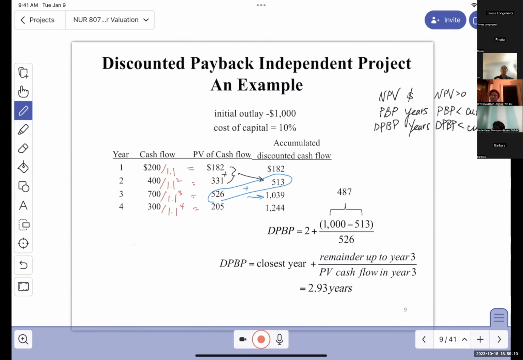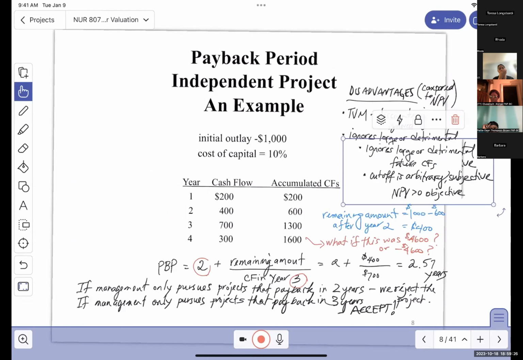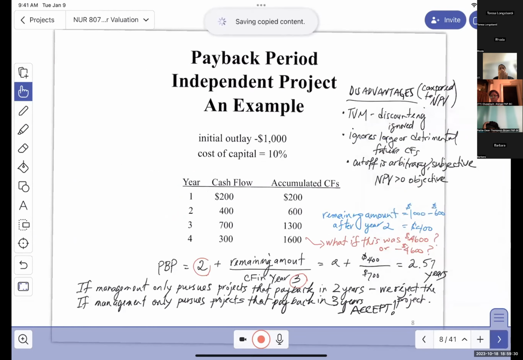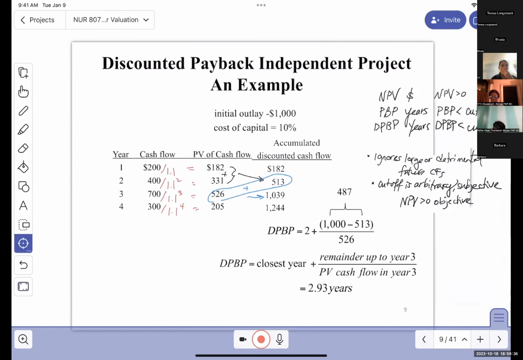And we've resolved the issue of discounting and accounting for time value of money, but still the other two disadvantages still exist: that it ignores large or detrimental cash flows, like good ones or bad ones. And the cutoff is arbitrary. It's not like the NPV where it's objective.